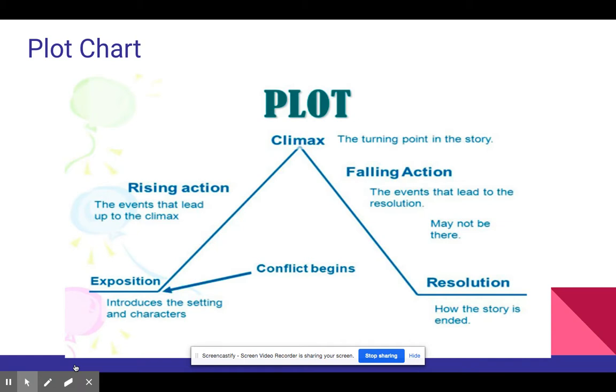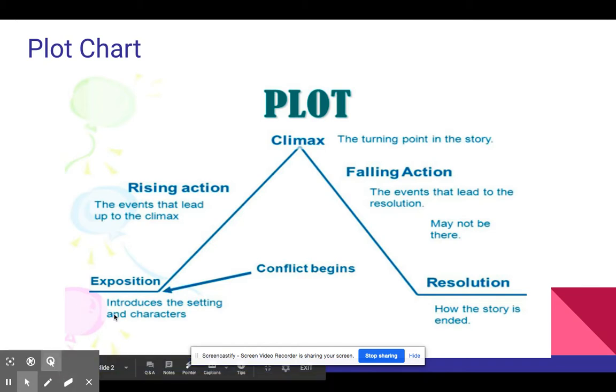Your falling action are the events that lead up to the resolution. So it's everything that happens after the climax, moving into the resolution, which is how the story is ended. So how the story ends or how the conflict is resolved is your resolution. The falling action is everything in between those two. Okay, let's go on to the next thing.